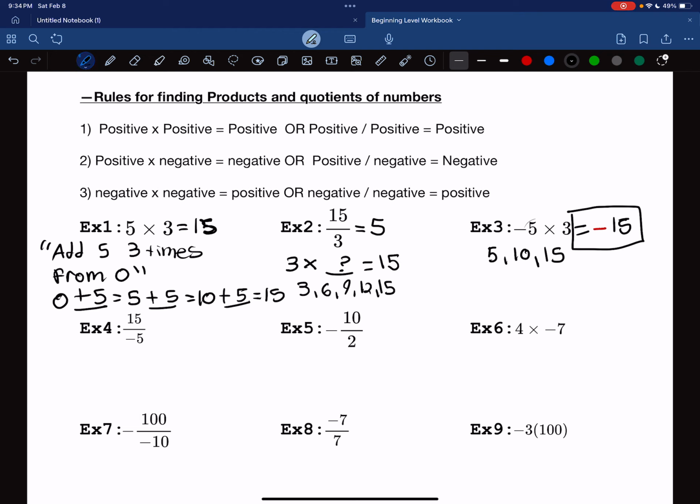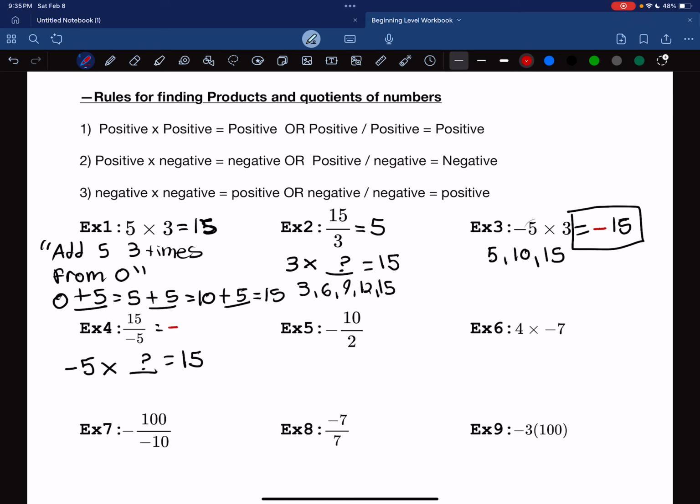And looking at example 4, we have 15 divided by negative 5, my apologies. So in other words, this is asking us negative 5 times what number will get us to positive 15? Now, we know automatically, just from our second rule, whenever we have a positive divided by a negative or a negative divided by a positive, we'll always get out a negative number. So let's write that out in front here. Equals, and then let's write out that negative sign so we don't forget it in our final answer.